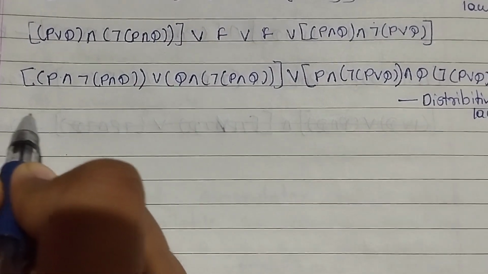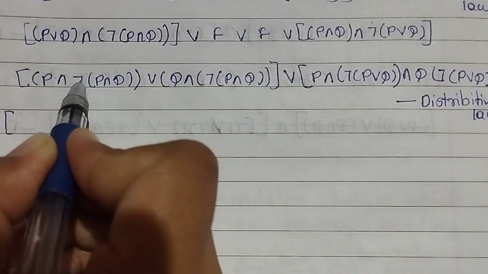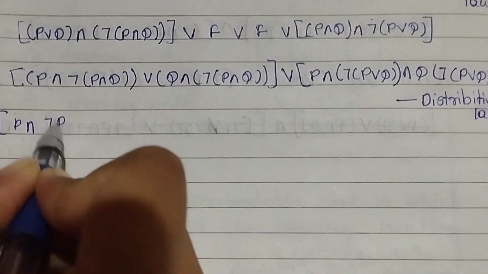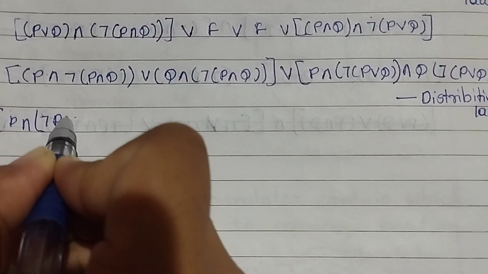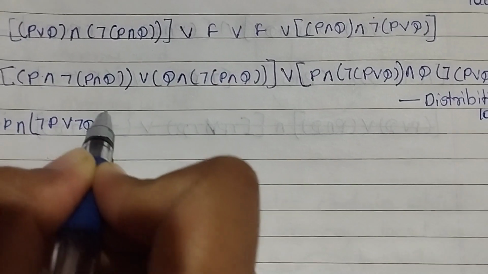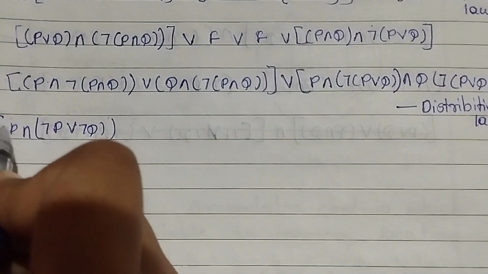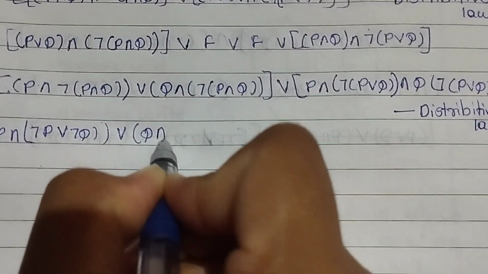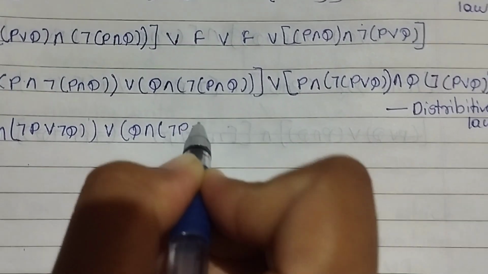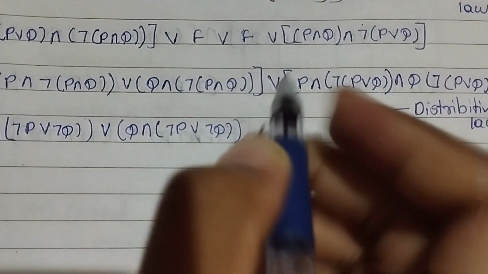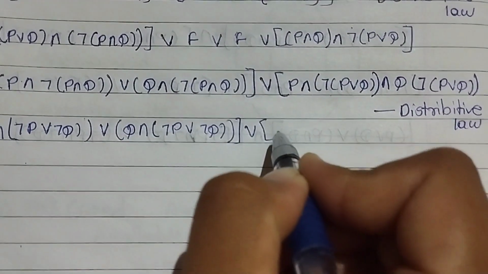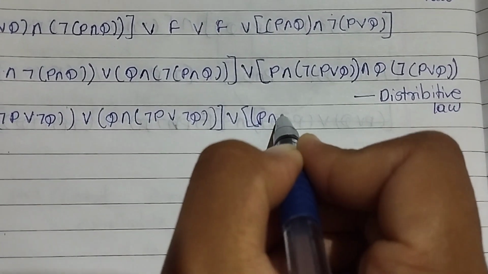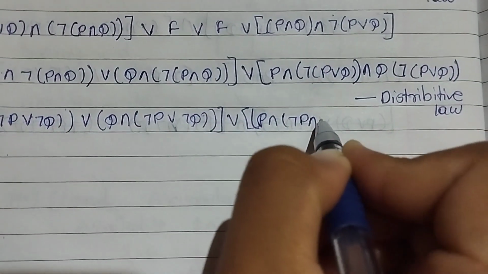Now we use De Morgan's law. This negation multiplies with the bracket. P and negation (P and Q) is converted into P and (negation P or negation Q). Or P and negation P and negation Q.